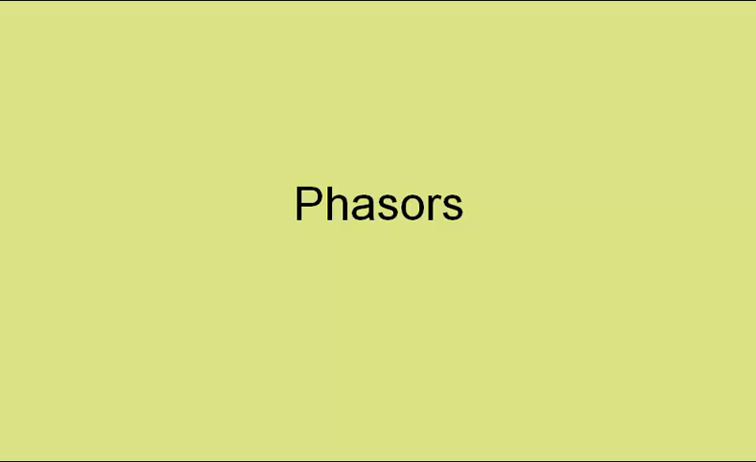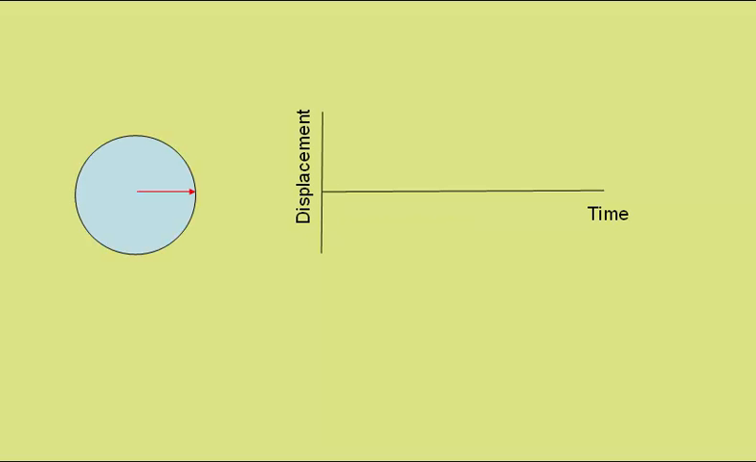Phasors. Phasors are rotating arrows that can be used to represent the phase of a wave. Here we have the small arrow, or phasor, and this will rotate anti-clockwise while we trace out the displacement of the head of the arrow against time, like this.